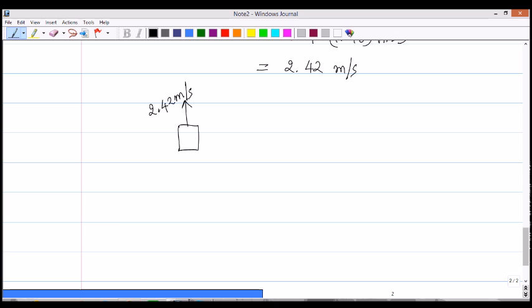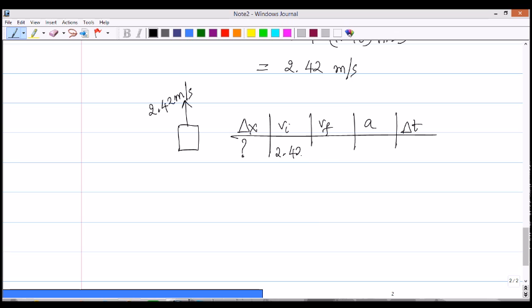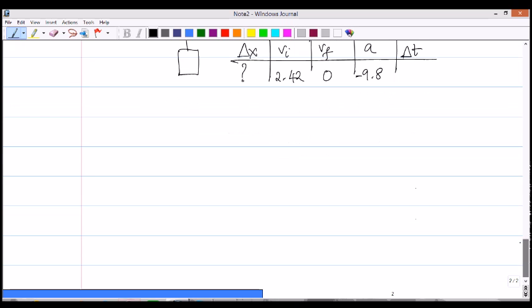So, in order to find how high it travels, we can set up another table with these values. Now we're looking for delta x here. We know vi is 2.42, vf will be 0, and now it's at the mercy of gravity, so the acceleration is going to be minus 9.8 meters per second squared.